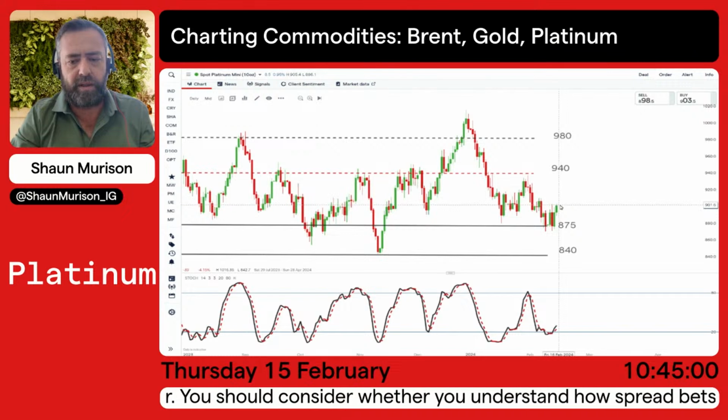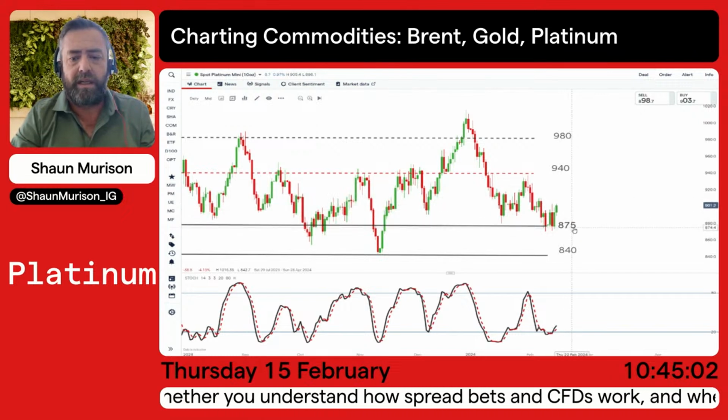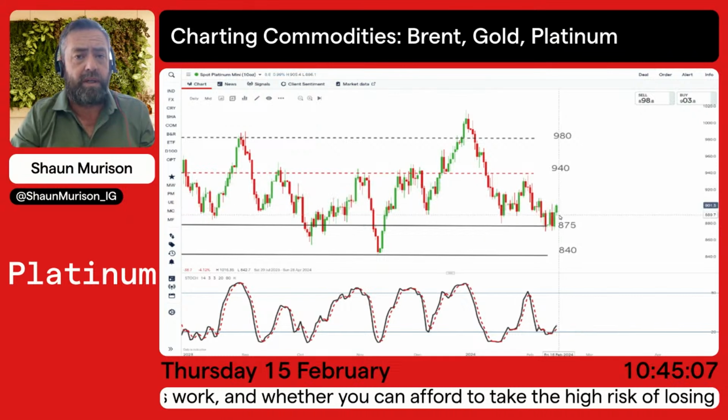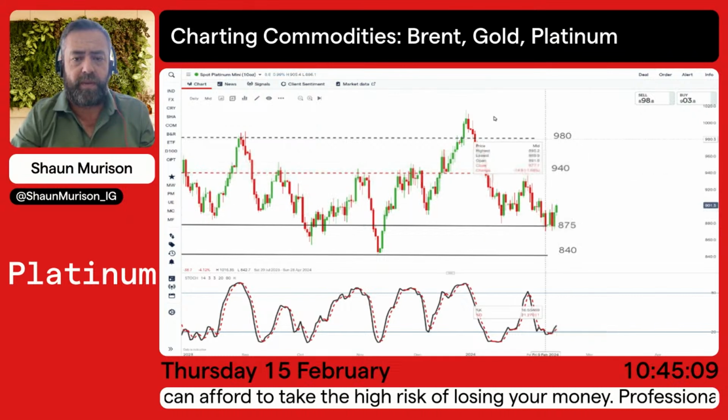And then where to put your stop loss? Well, there's a consideration. Maybe a close below that 875. If that's too far, then maybe a close below a one-day low on that.